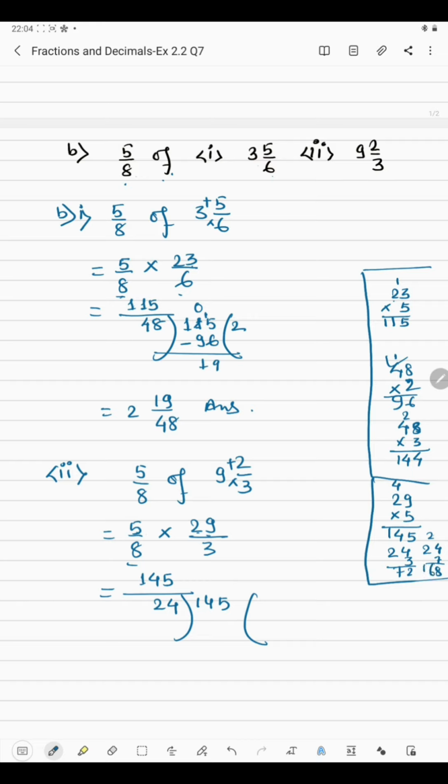So this is more than 145, so we will have to take 6 here. 6 4s are 24, 4 2 carry, 6 2s are 12, 12 plus 2 is 14, so we can take 6. So 5 minus 4 is 1. So the answer will be 6 1 by 24.